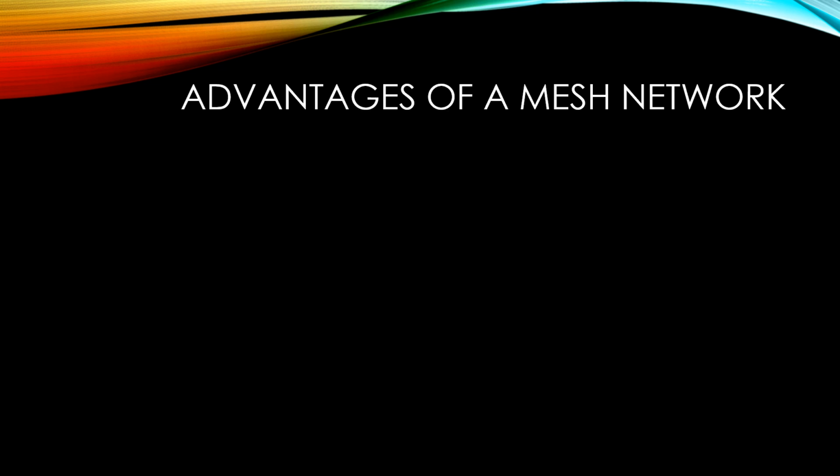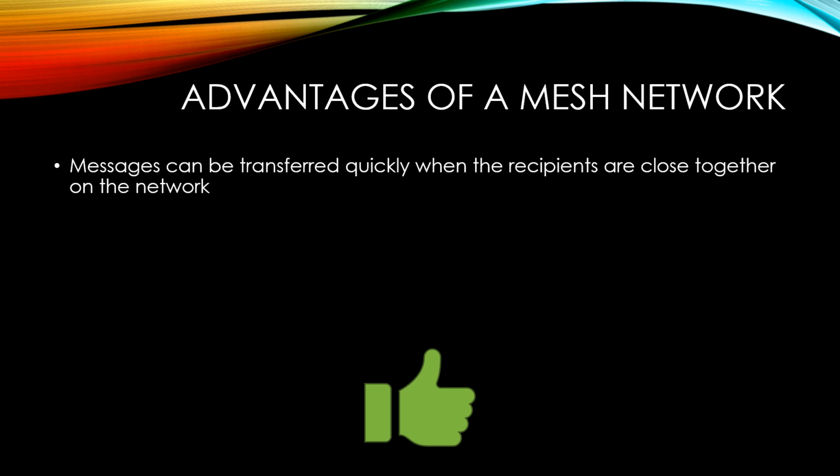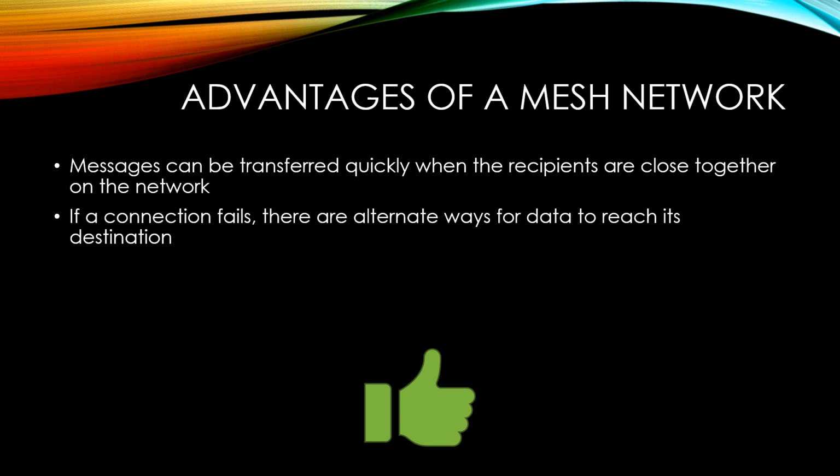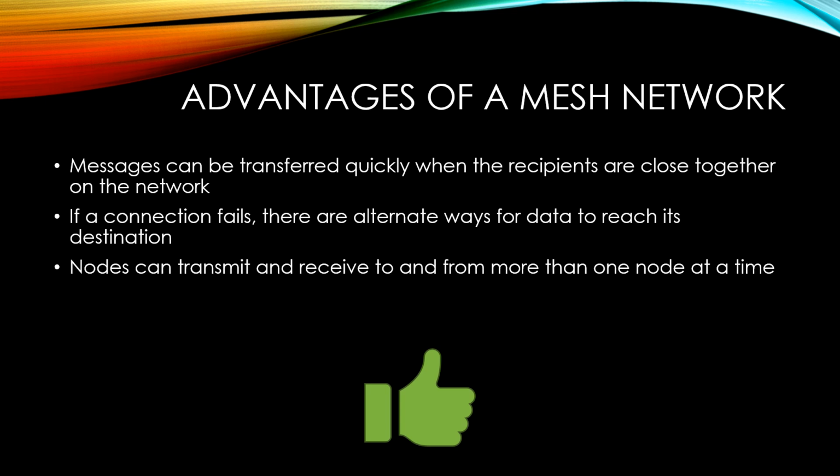Some advantages of mesh networks include: messages can be transferred quickly when the recipients are close together on the network. If a connection fails, there are alternate ways for data to reach its destination, making it a very resilient form of network. Nodes can transmit and receive to and from more than one node at a time. It's also very easy to add new nodes, with new devices merely needing to know the password to the network to be able to join.